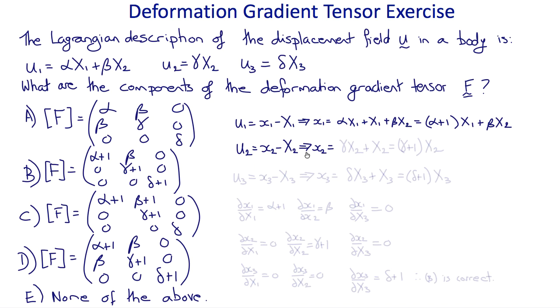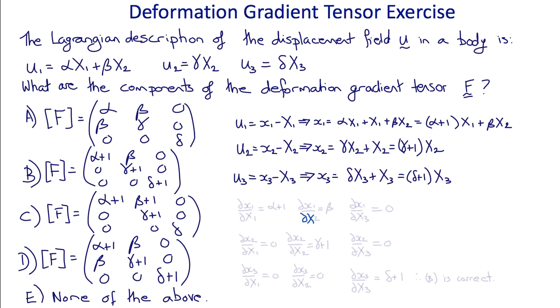u2 is little x2 minus big X2, so little x2, the deformed coordinate, is gamma big X2 plus big X2, or gamma plus 1 times big X2. u3 is little x3 minus big X3, so the deformed x3 is equal to delta times big X3 plus big X3, or delta plus 1 times big X3.